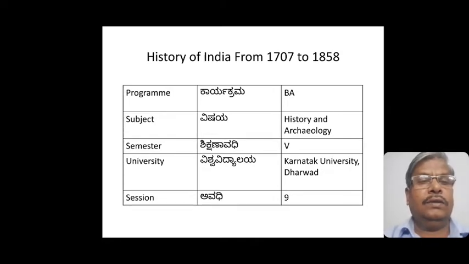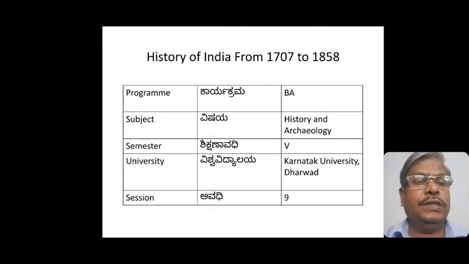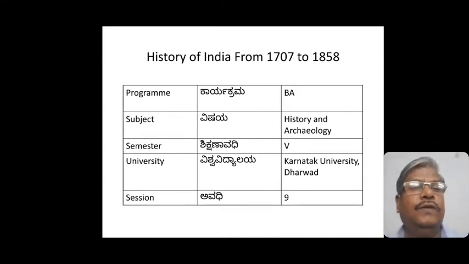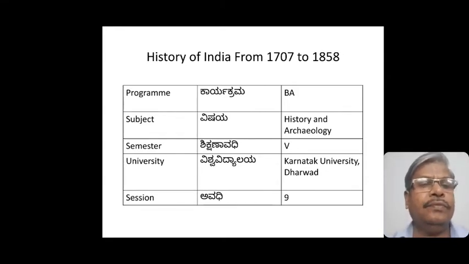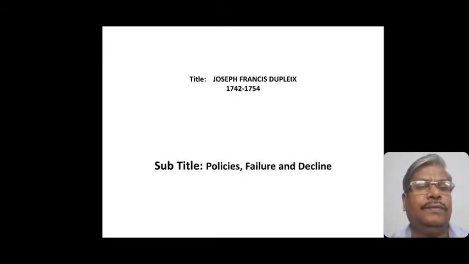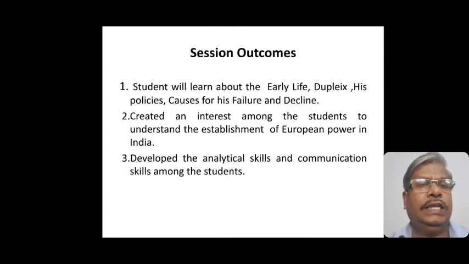In this presentation, I am speaking on Dupleix, his policies, his mission, and causes for his failure in India. This topic is of Indian history for the 5th SEM BA under Karnataka University, Dharwad. The title of the presentation is Dupleix Policies, Causes for His Failure and Decline of the French in India.